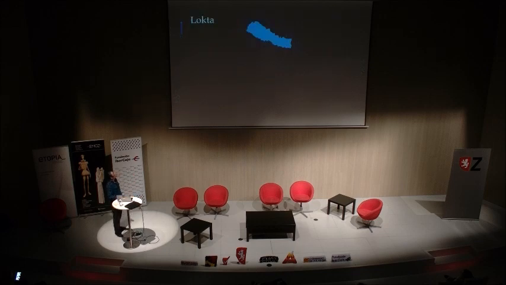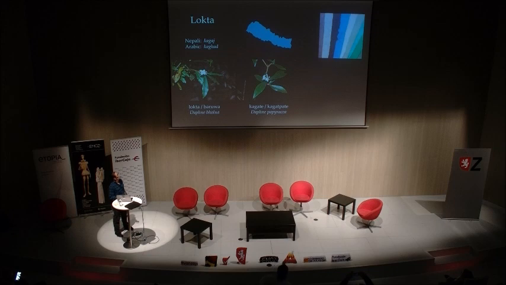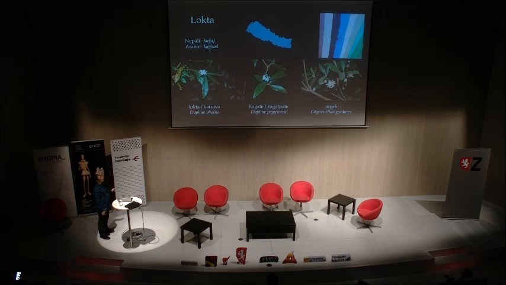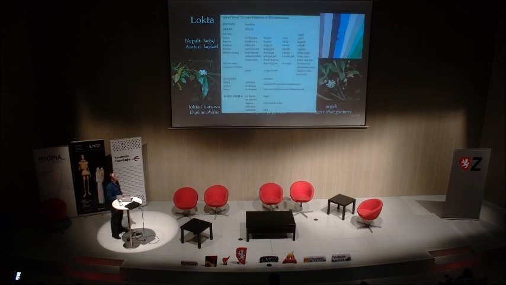So in Nepal, you actually have 3 species that are used to make paper. You have Daphne bholua, which is called Lokta, Daphne papyracea, which is called Kagate or Kagatpate. And you can see the origin of this name from Nepali, Kagaj, or Arabic, Kagad, meaning paper. And then Ergali, which is found in eastern Nepal.